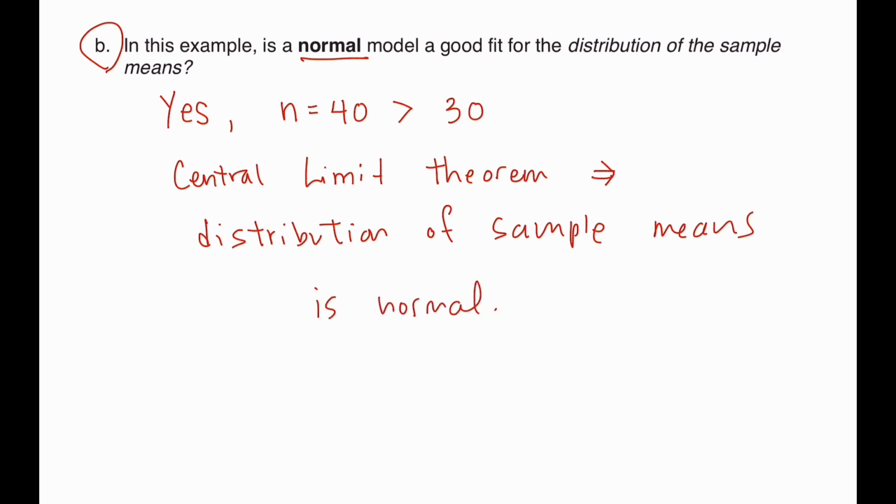Now, if the sample size was not so large, like 20 or 22, then we can't use the central limit theorem in this condition. However, if the original population is normally distributed, then we can still say that the distribution of sample means is normally distributed. In this case, weight is usually assumed to be normally distributed, so we could assume that the distribution of sample means is normal, even if we didn't have this condition.